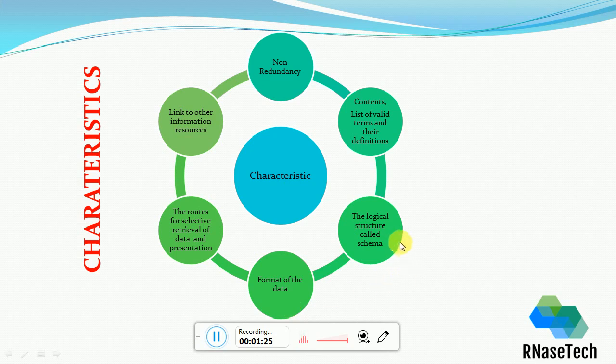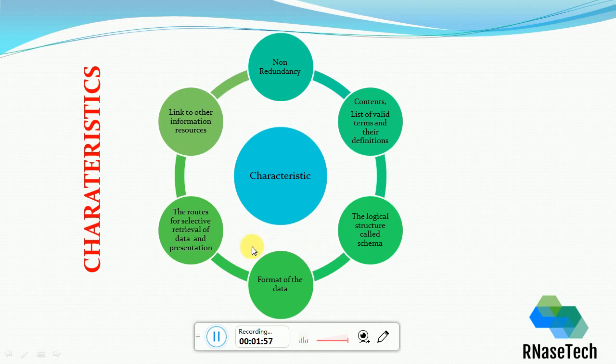Next is the logical structure called schema. It means the database should follow a logical step for the flow of information from point A to point B. Next is format of the data. Format of data means that while searching, the data should be present in a particular format. Whatever you search in that database, if the result is there, then that data should be presentable to the end user in a particular format.